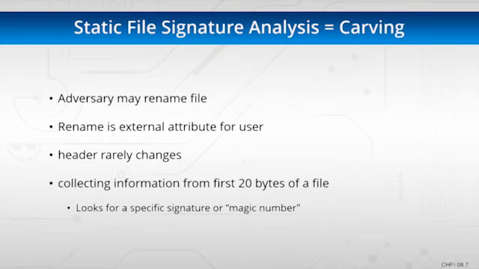Because here's what happens. An adversary says, I don't want this to be named malware.exe. I'm going to call it system32.dll, something that you would think is reasonable to be there. And they'll rename that executable. They may even, instead of system32.dll, call it something like annualreport.xls. And that's the thing that's seen by the end user.